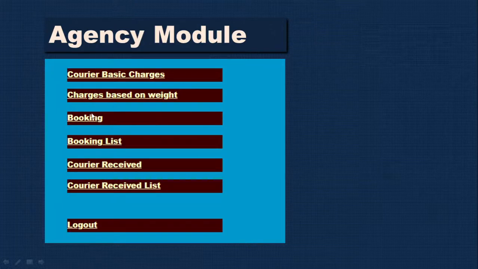Next is the booking. They can take the booking, and this is the booking list and the courier received list. Courier received means they receive the courier from the other branch and then deliver it. Booking means they collect the courier and send it to the corresponding destination where it has to go.